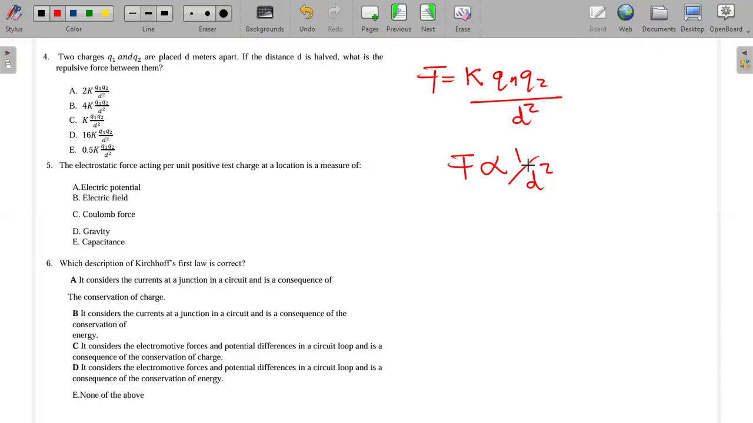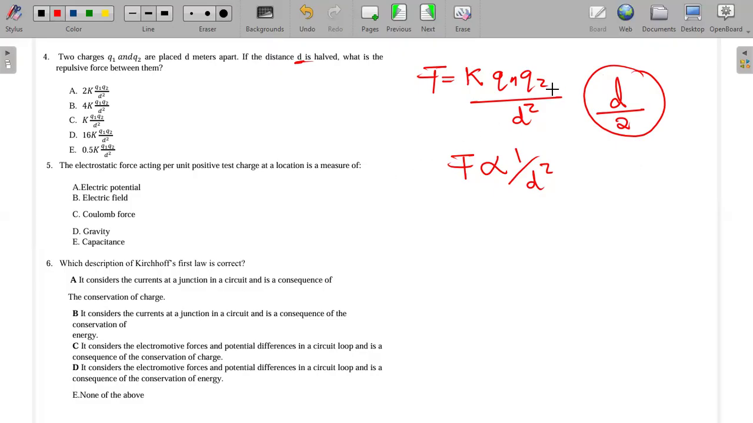Or still, as you reduce the square of d, the repulsive force is going to increase. So they've told us to say the distance has been halved, which means initially we had d, and now we have d over 2, like this. That's why we are saying the distance has been halved.